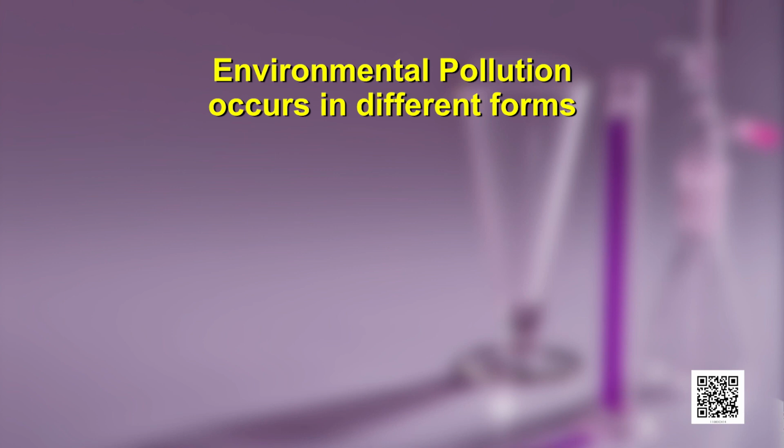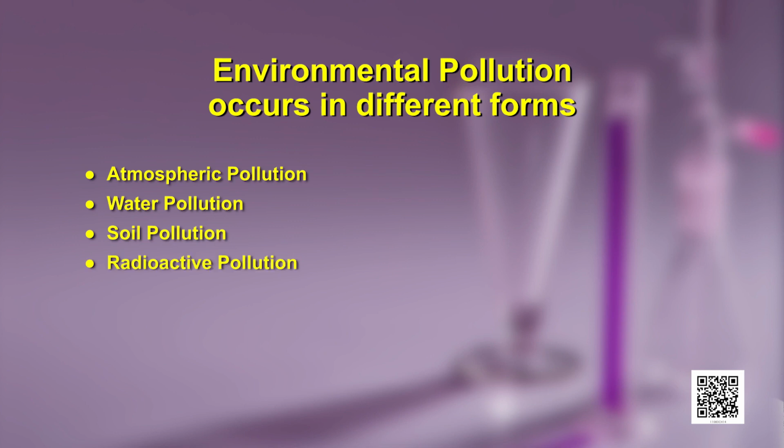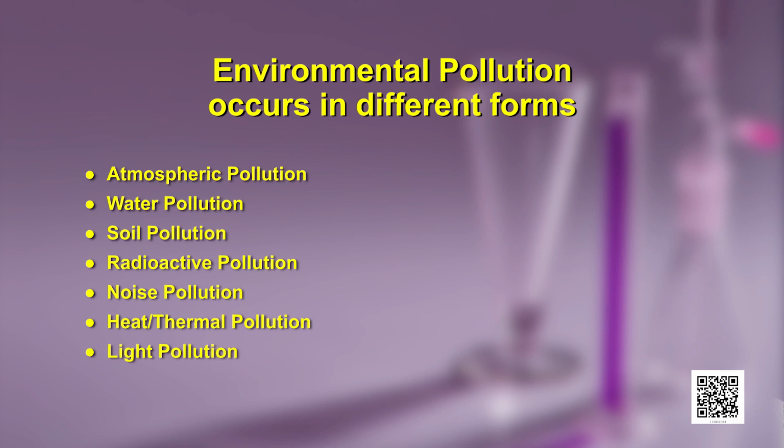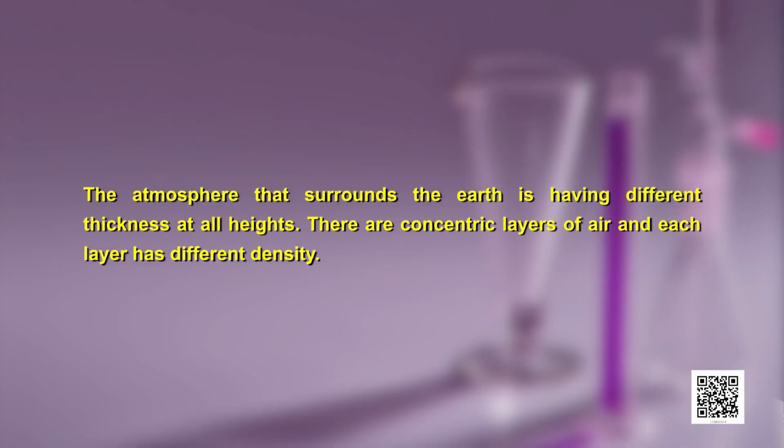Environmental pollution occurs in different forms: atmospheric pollution, water pollution, soil pollution, radioactive pollution, noise pollution, heat or thermal pollution and even light pollution. I will talk about atmospheric pollution in detail. The atmosphere that surrounds the earth has different thickness at all heights. These are concentric layers of air and each layer has different density.